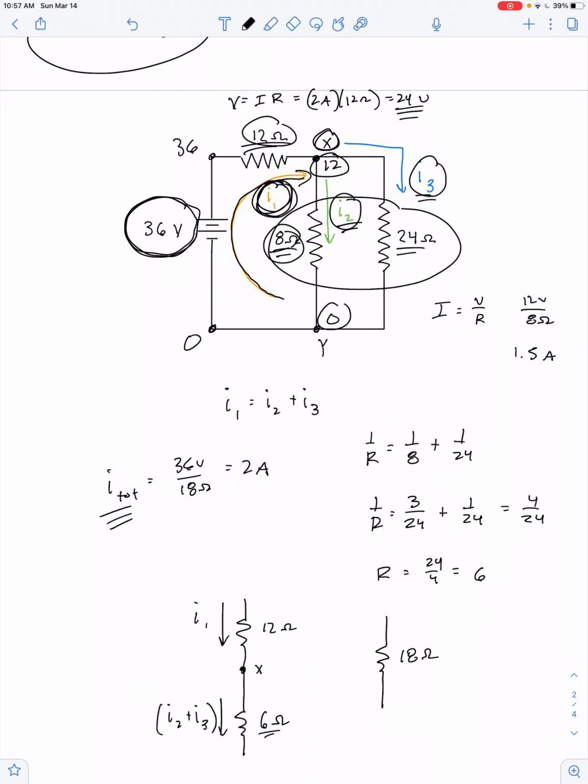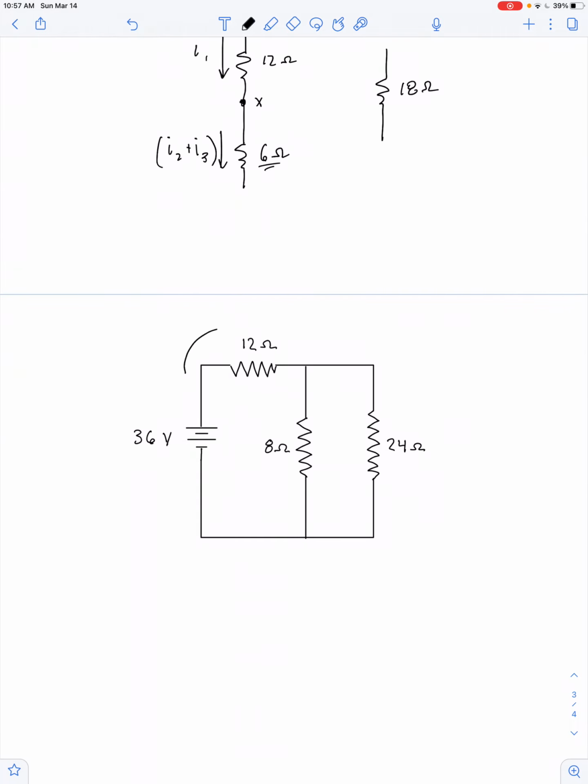So of the 2 amps that flows through the 12 ohms of resistance and reaches this junction at X, 1.5 of those 2 amps goes through the 8 ohm resistor. So to figure out how much current goes through the 24 ohms of resistance, we have now 2 ways that we can solve for it. One, we could just use Ohm's law, say the electric potential drops from 12 volts down to 0 volts as it encounters a path of 24 ohms. I equals V over R, so 12 volts over 24 ohms gives 0.5 amps.